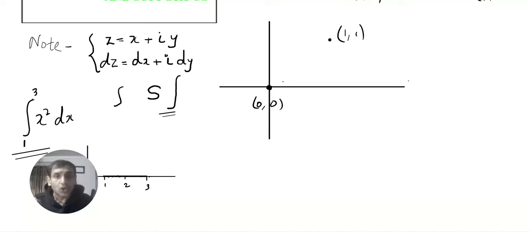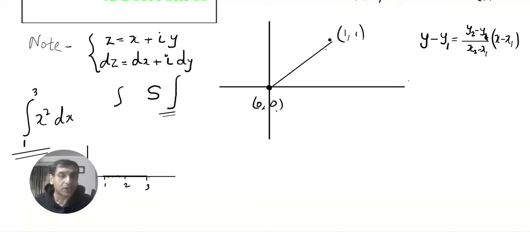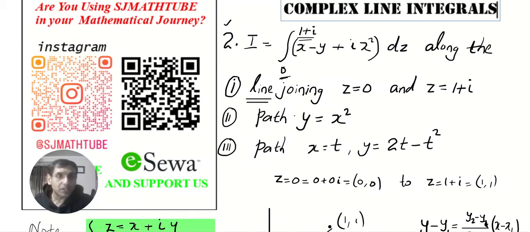they are not going to provide the equation because you learned this equation in your high school. The equation of line joining two points is y minus y1 equal to gradient. Gradient will be change in y by change in x multiplied by x minus x1. So I have x1 y1, x2 y2. Apply the formula, you will get y equal to x. And then you use z equal to x plus iy, dz equal to dx plus i dy, plug everything there. And this is going to be like super easy.